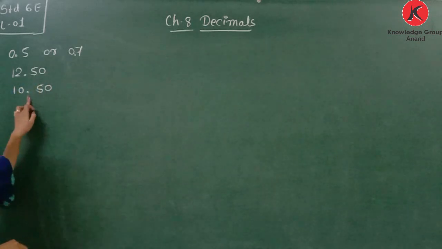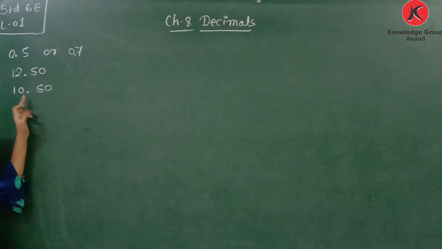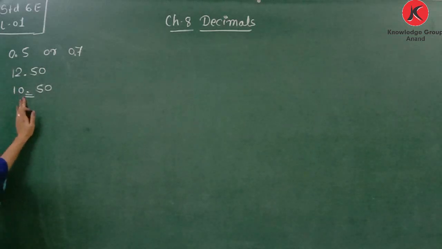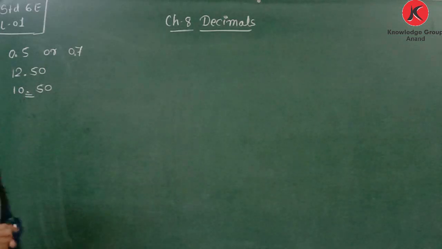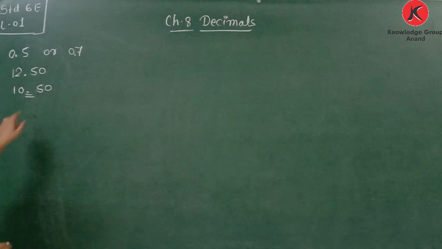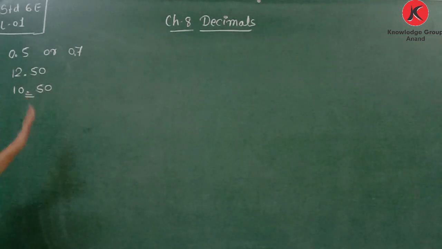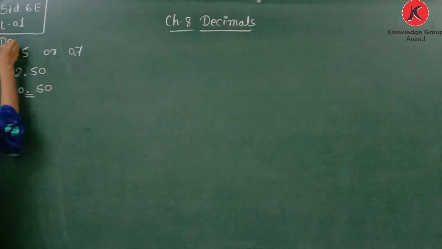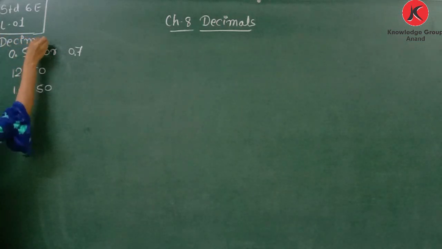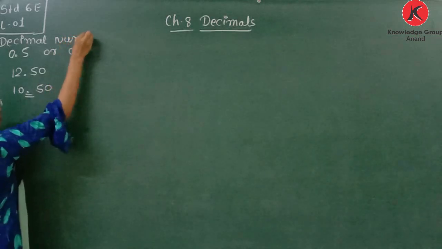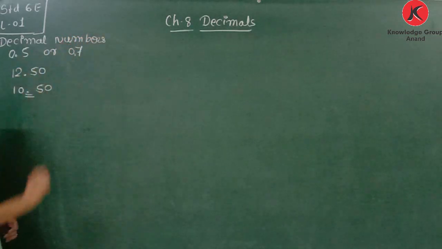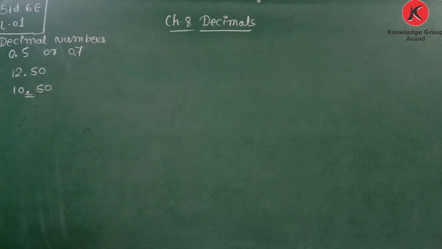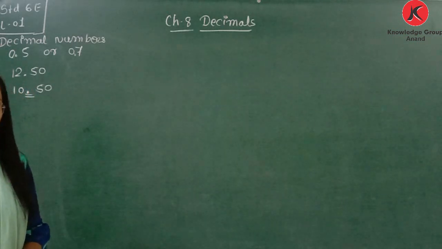So what is this number? It contains the decimal point. This point is called the decimal point. So we come across numbers in our daily life that contain the decimal point. So today we will learn about decimal numbers. If a number contains a decimal point, this point is called the decimal point and this number is called a decimal number.